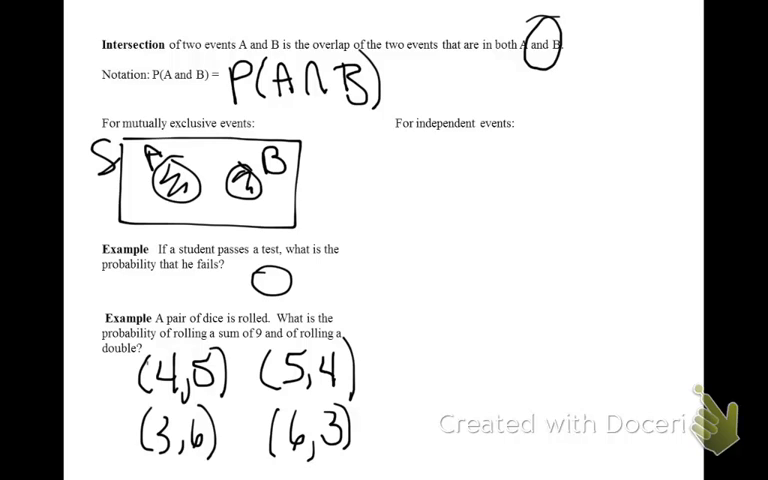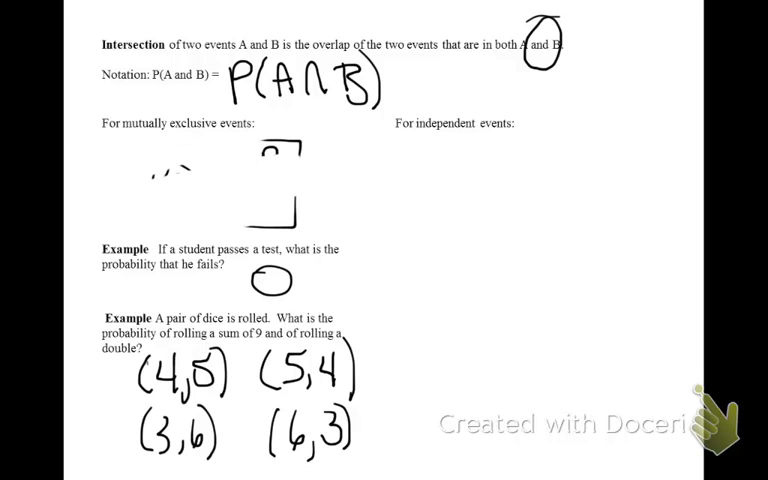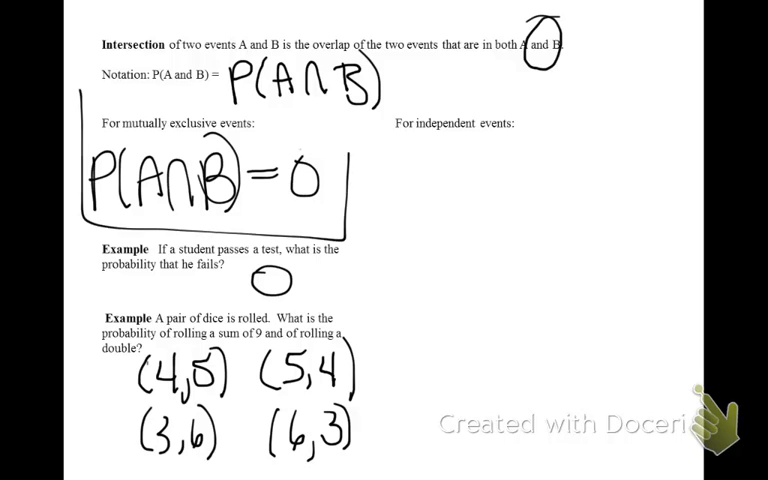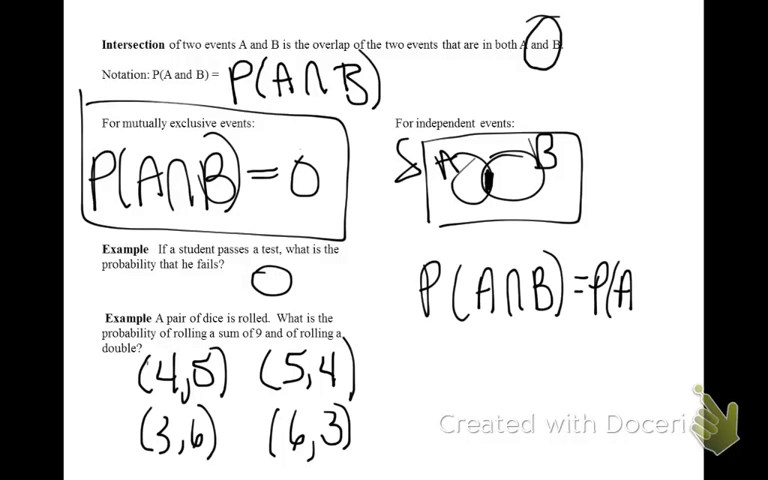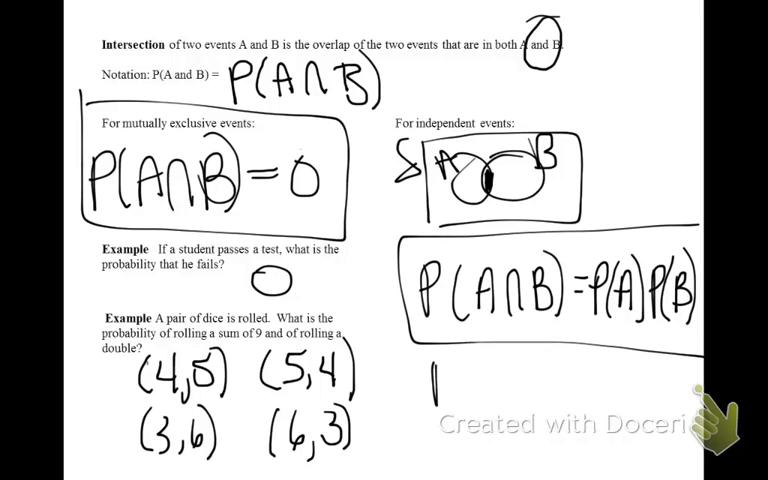Therefore, for mutually exclusive events, we can say this rule: the probability of A intersected with B will always be 0. Now, if you have independent events or general events, you have a picture that could look like this. There is a chance of an overlap when you're looking at A and B within your sample space. So for independent events, the probability of A intersected with B is the probability of A times the probability of B. This is also known as the multiplication rule.